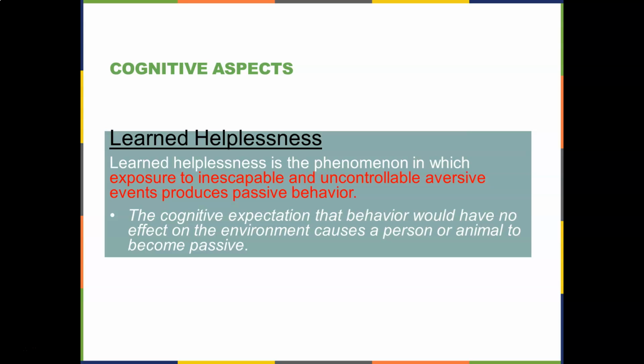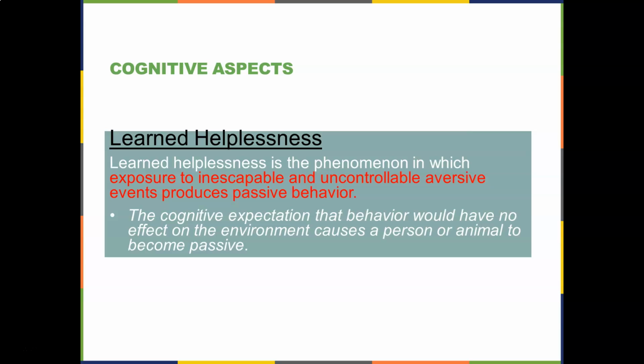Another type of learning that occurs is what's called learned helplessness. So basically, that's the phenomenon in which exposure to inescapable and uncontrollable aversive events produces passive behavior. I'm just going to give you an example of that to make it a little more understandable.